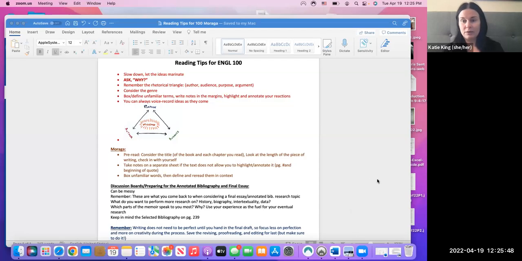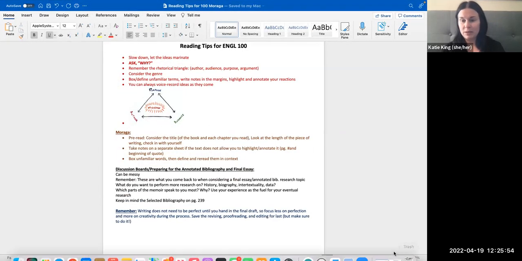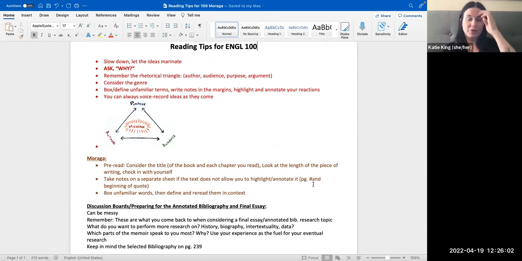I'll take it to a share screen here. We have my notes here. I'll just make this page as large as possible. Okay, and I'll zoom in a little bit so that you can see better on your computer screens. So, reading tips for English 100.